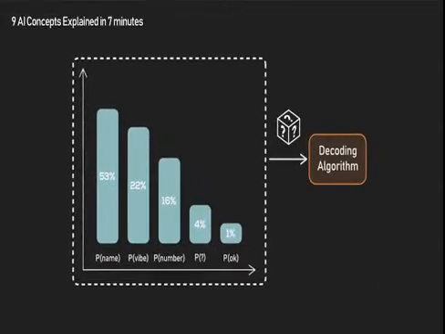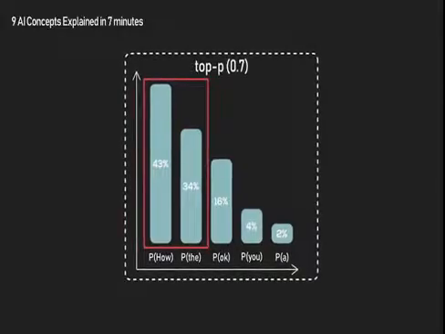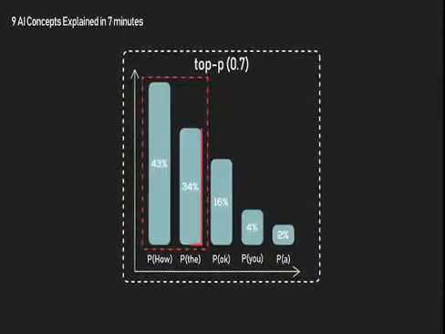Sampling-based methods add controlled randomness to improve diversity. For example, top P sampling draws the next token from the smallest set of tokens whose probabilities sum to P, then samples from that set.